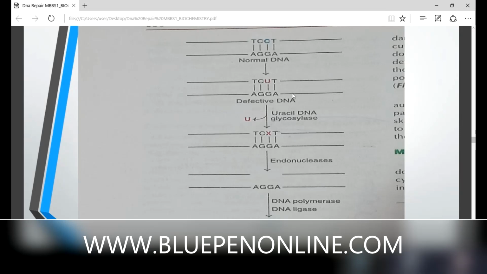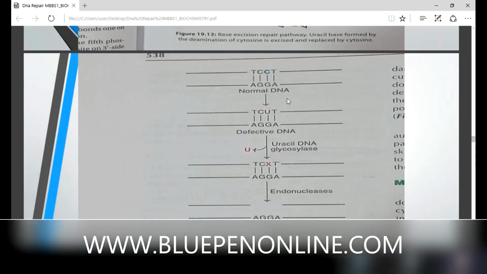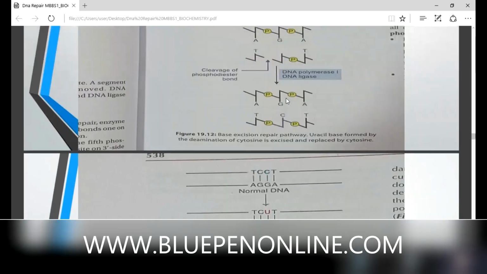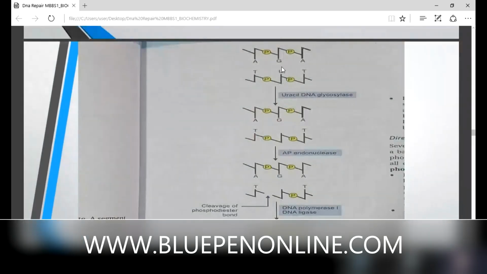So I think base excision is clear. The same is explained here also. We can see guanine, uracil. What happens? Uracil is removed by the action of uracil DNA glycosylase. This is like the DNA structure. So here, guanine, there is no uracil. Here there is AP endonuclease. We named this endonuclease more specifically as AP endonuclease. Then what happens? This area is removed. Cleavage of phosphodiester bond.